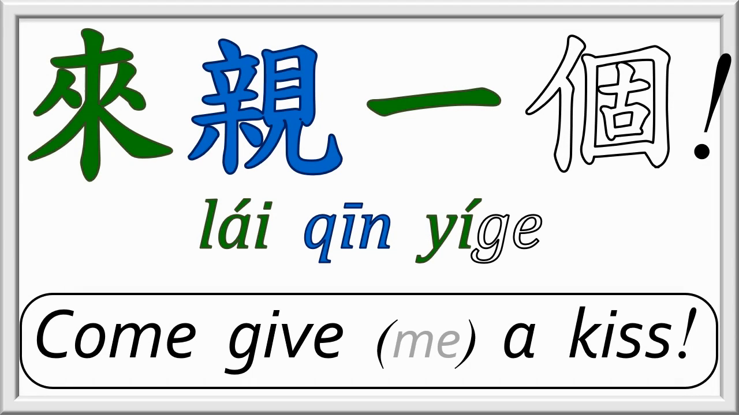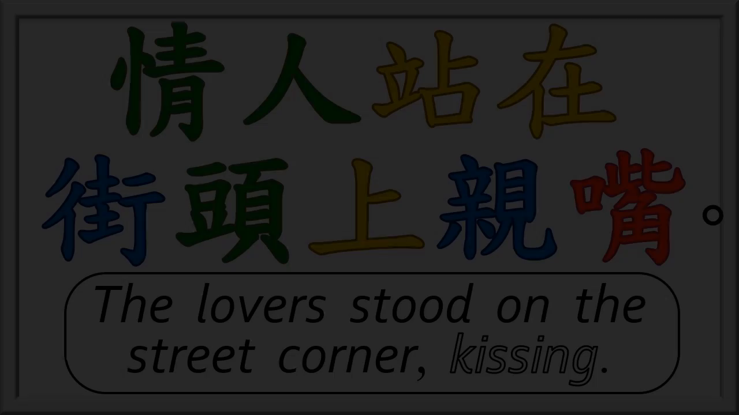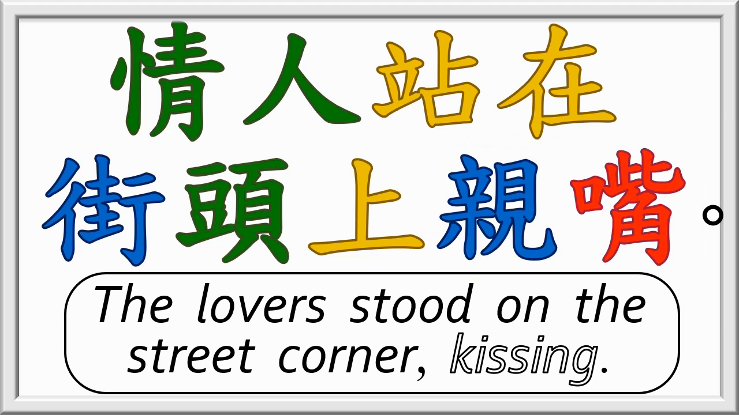The closeness among 亲人 can also extend to kissing in the phrases 亲一亲, 亲一个, and 亲嘴. 来亲一个, come give a kiss. Literally, come kiss me one. 情人站在街头上亲嘴. The lovers stood on the street corner kissing.